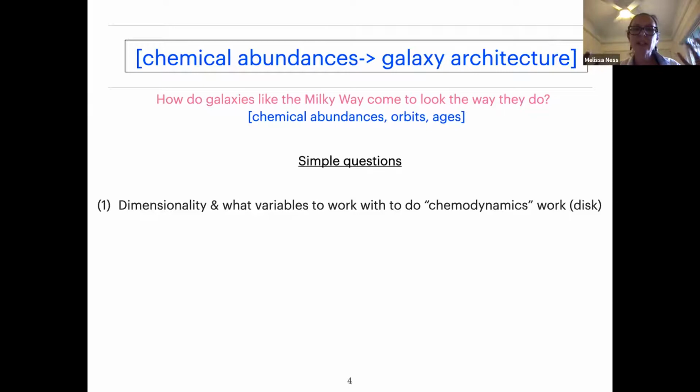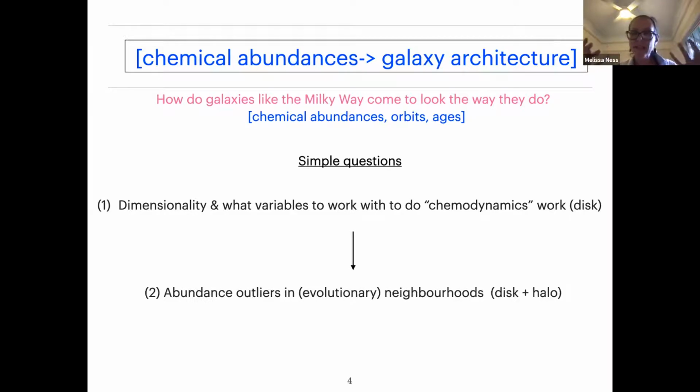The first is dimensionality. What variables should I work with to do chemodynamics work? And that has brought me to the second question, which is how do we best find abundance outliers in neighborhoods? And specifically, I mean evolutionary neighborhoods, not spatial neighborhoods.